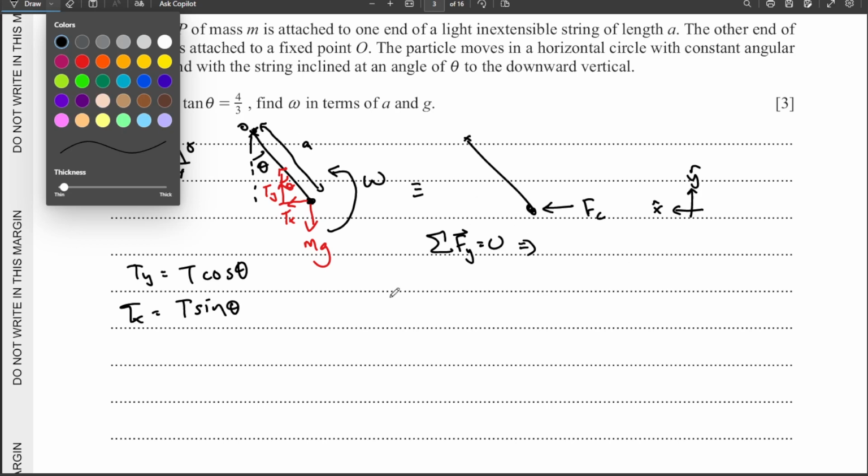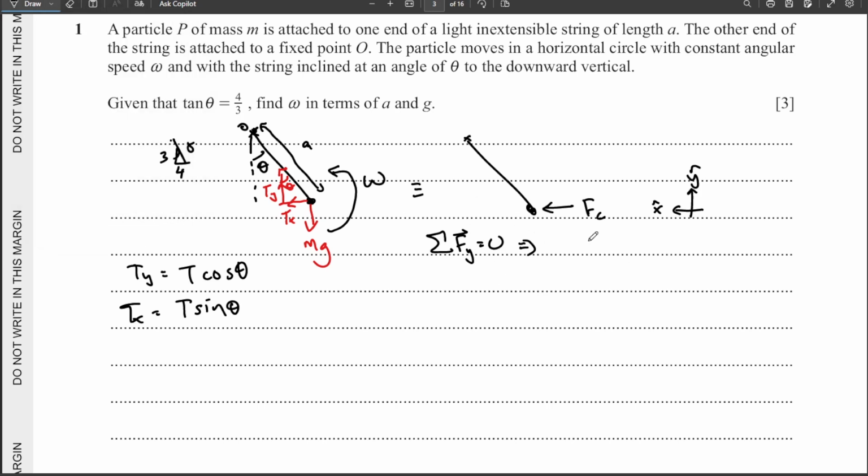Back to the forces in the y direction. Ty is pointing upwards, so there's a positive T cosine theta. And mg is pointing downward, so there's a negative mg equals 0. Rearranging, we have T cosine theta equals mg. We'll label this as equation 1.